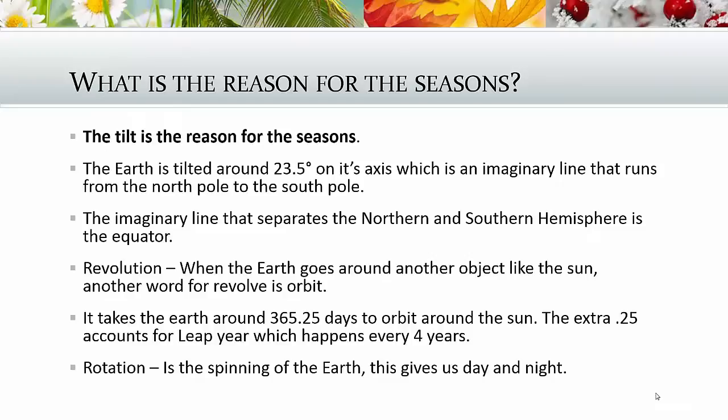The Earth actually goes around the Sun, and that is called revolution. Another word for revolution is orbit. It takes the Earth around 365 and 1/4 days to orbit the Sun. The extra 0.25 accounts for leap year. That's that extra day in February that we have every 4 years. The Earth also rotates. Rotation is the spinning of Earth, and that gives us day and night.